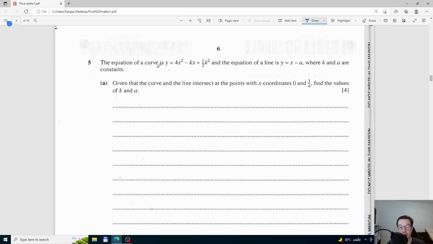Okay, now we have the equation of the curve and the equation of the line, and we're given that the line intersects the curve at some points. Now, if the curve intersects the line, that means the y-coordinates are going to be equal. So I will make 4x squared minus kx plus k squared over 2 to be equal to x minus a.